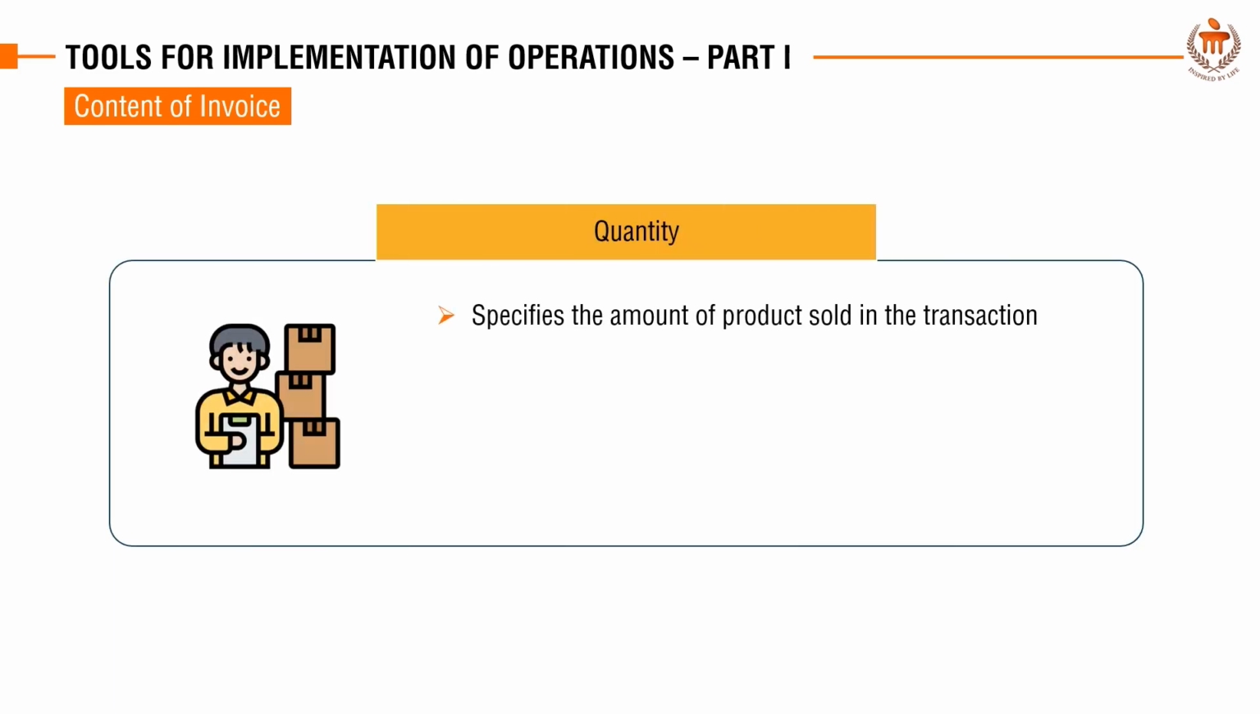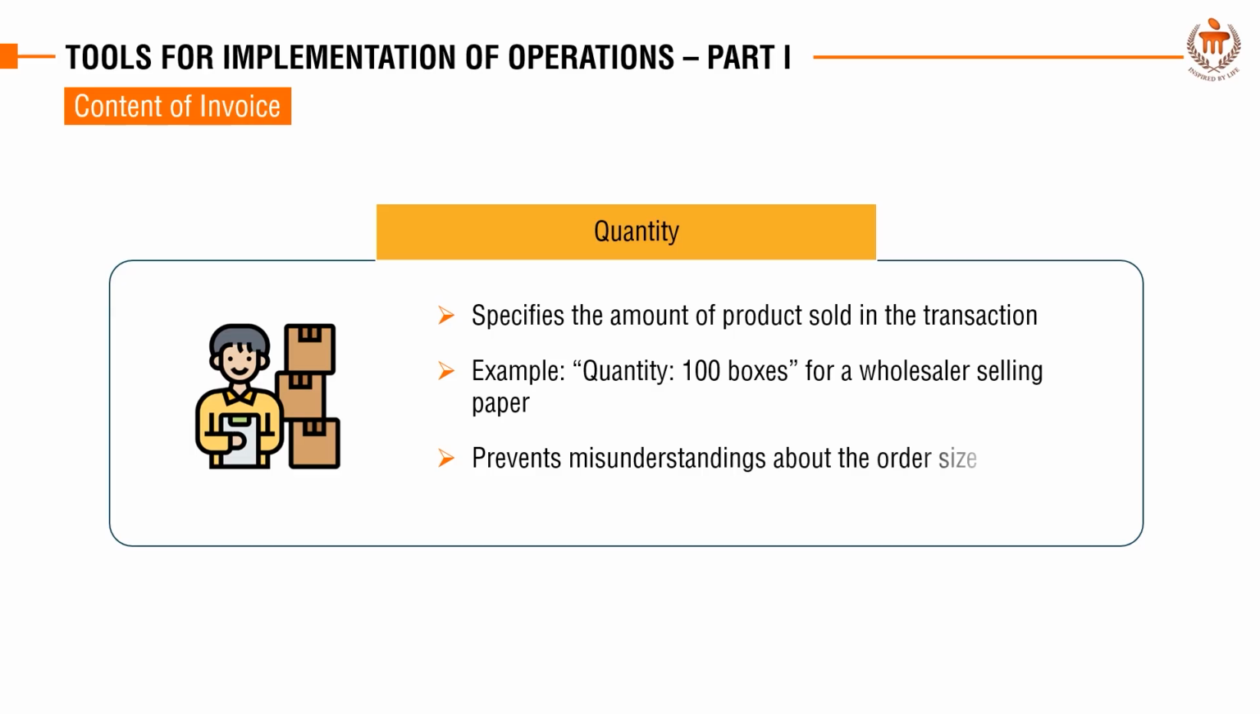Quantity, this is the second factor. This factor specifies the amount of product sold in the transaction. For instance, if a wholesaler sells 100 boxes of paper, the invoice would state quantity, that is 100 boxes, preventing misunderstandings about the order size.